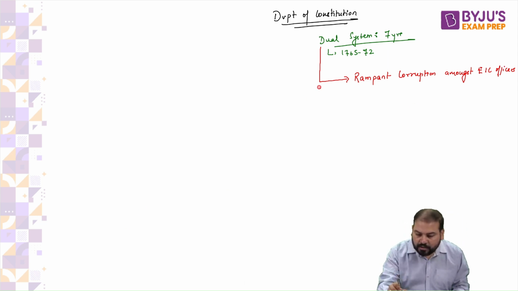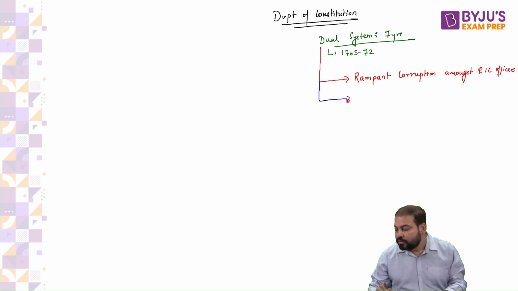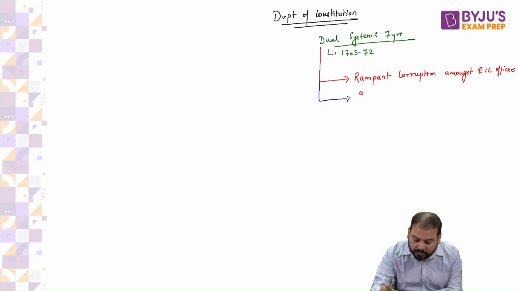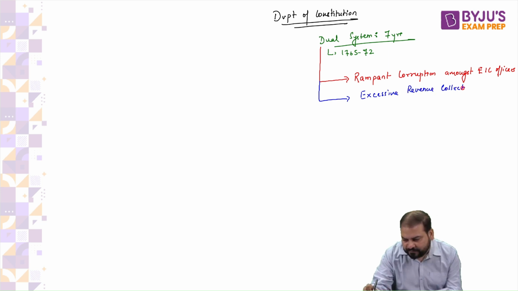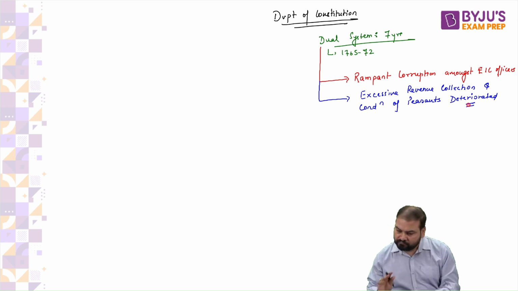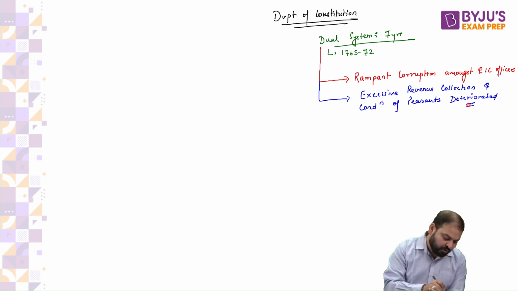Okay. Number two, just now you have studied. Can I write that excessive revenue collection happened and the condition of peasants deteriorated? Everyone, everybody feels this? Good.